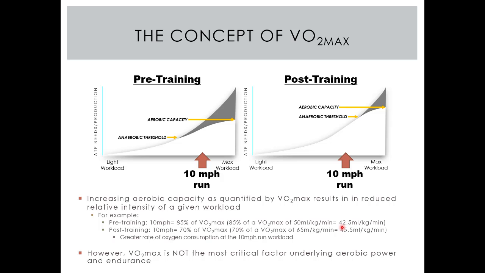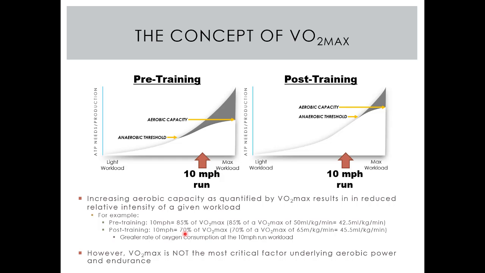Now, as you train for a while and experience adaptations like those cardiovascular adaptations we just discussed, your VO2 max improves. Your aerobic capacity, therefore, improves. Let's say it improves from 50 to 65 milliliters of oxygen per kilogram per minute. Now, that 10 mile per hour workload is at a relative intensity of 70% VO2 max, meaning the relative intensity of the same workload of 10 miles per hour is reduced from pre to post training, which makes sense, right? A given workload becomes less intense as you get in better shape.